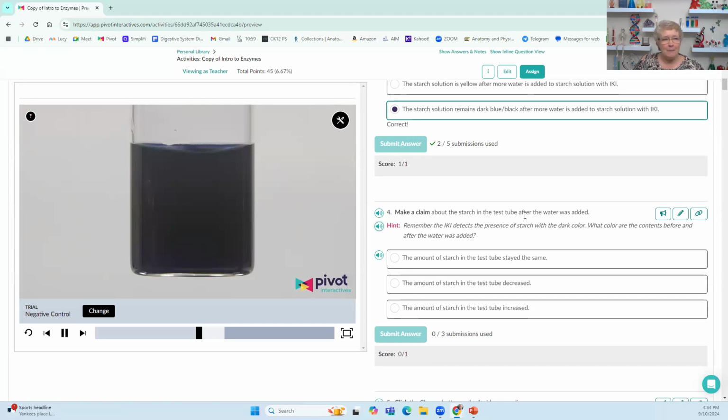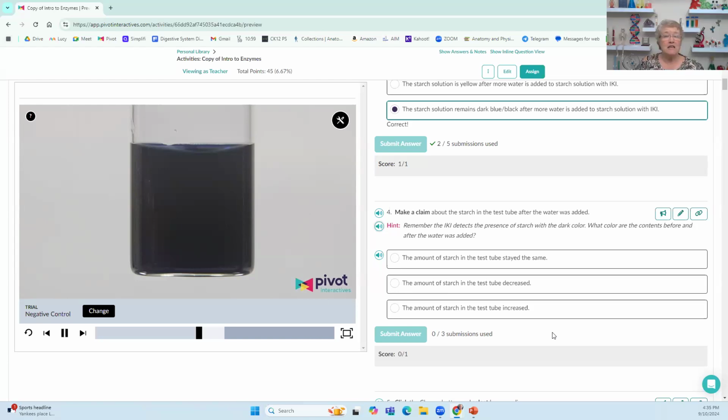So make a claim about the starch after the water was added. Can we say that the amount of starch stayed the same, the amount of starch decreased, or the amount of starch increased? What do you guys think? What claim would we make based on that? Decreased?